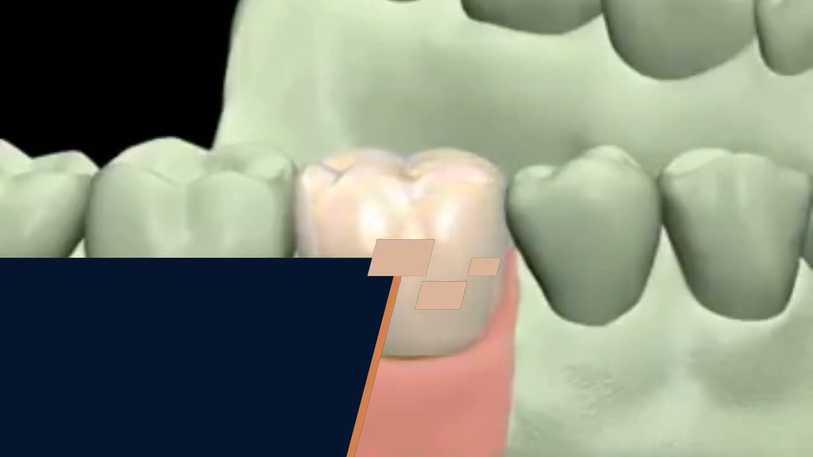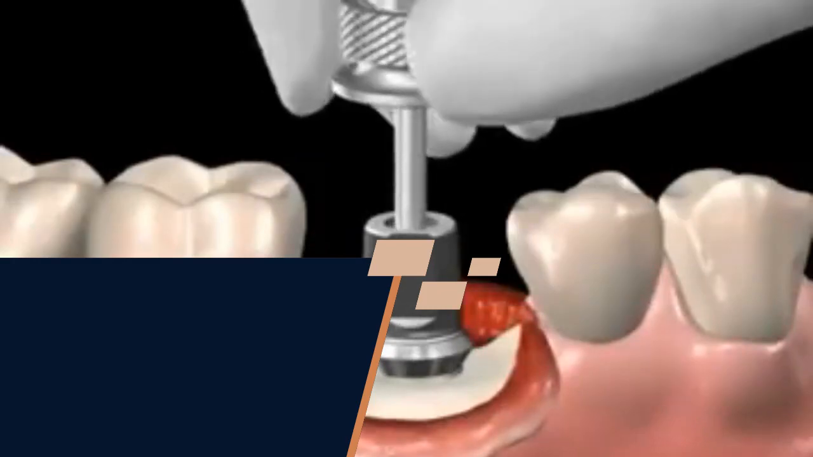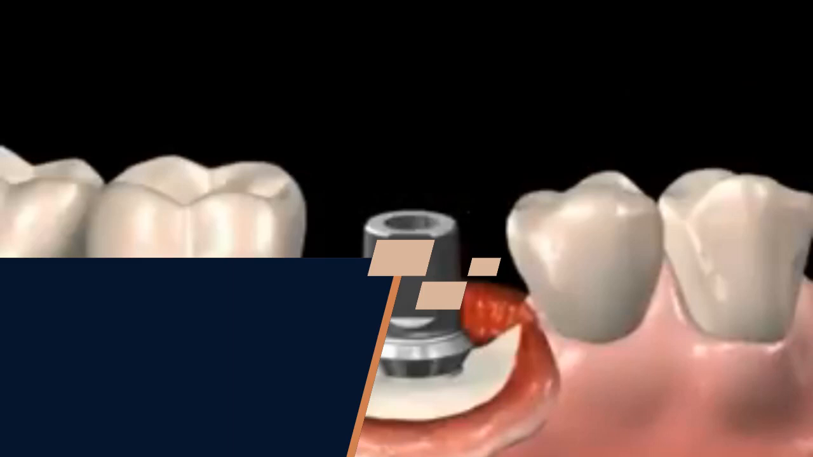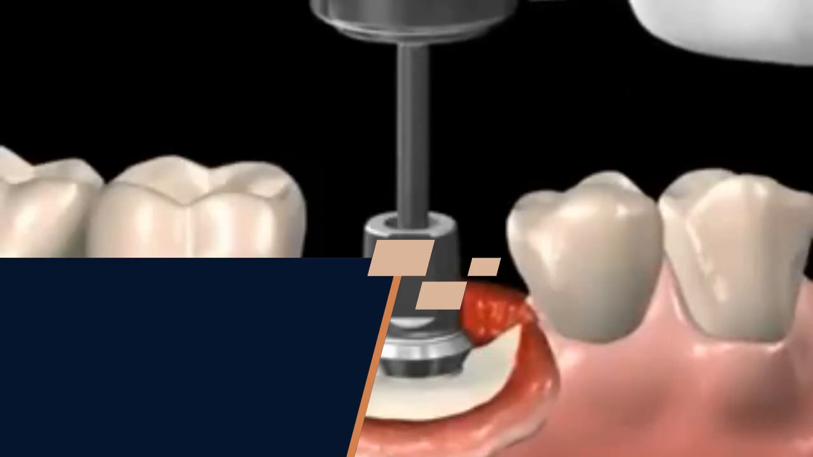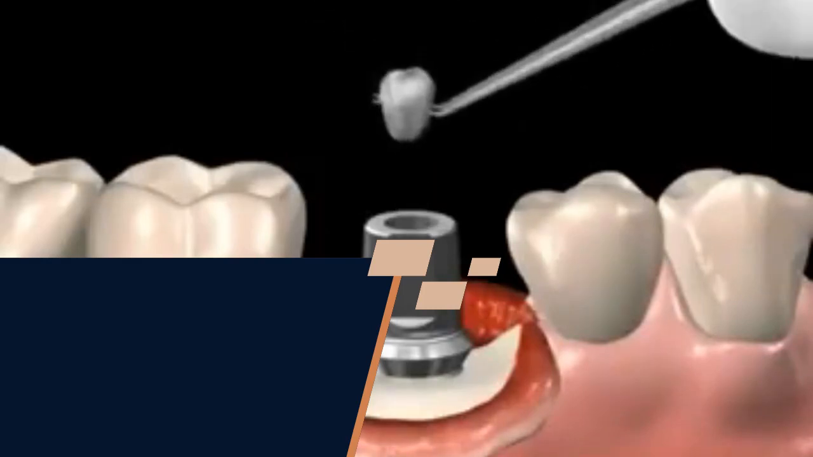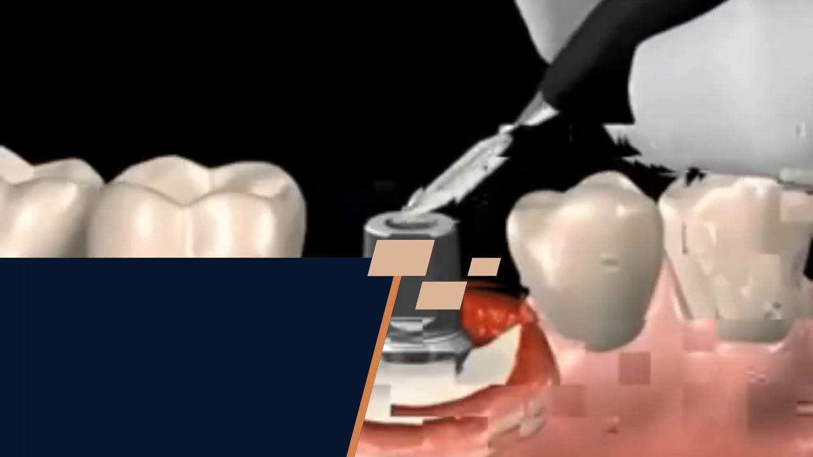Abutment placement. Once osseointegration is complete, a second minor surgery may be required to place the abutment. This involves reopening the gum tissue to expose the implant, attaching the abutment to it, and then suturing the gum tissue back around the abutment. In some cases, the abutment may be placed during the initial implantation surgery, eliminating the need for a second surgery.